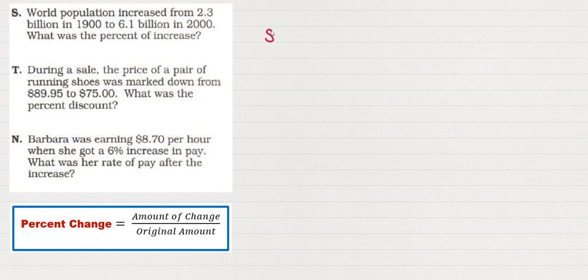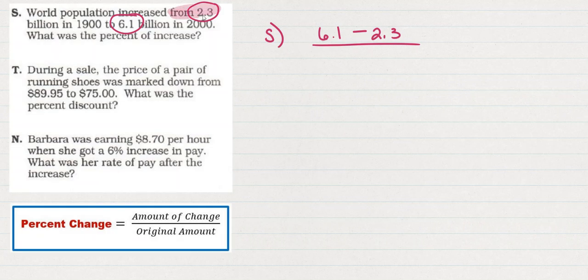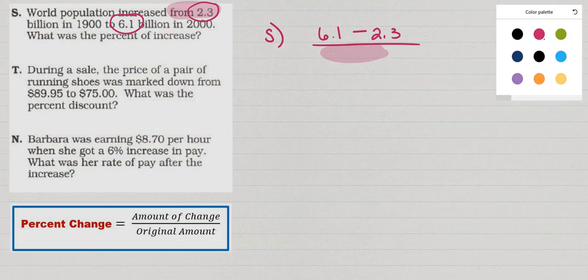For question S, if population increased from 2.3 up to 6.1, then when I find the difference, which one did we start with? For this one, we see it's from 2.3. So the 2.3 is going to go in the denominator, divide that, and you'll be able to get the percent increase.